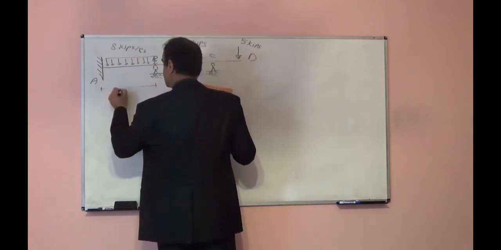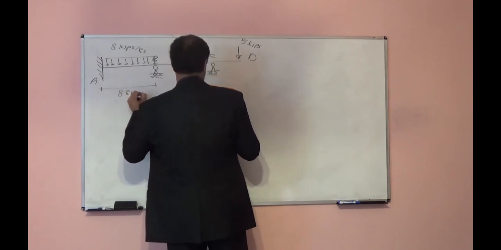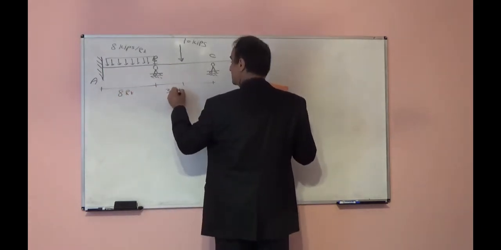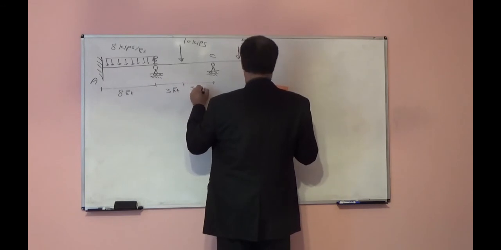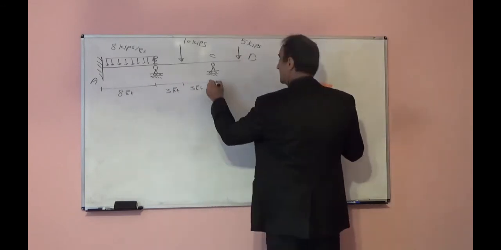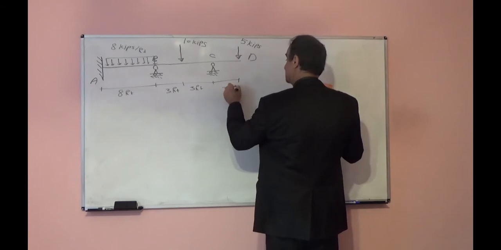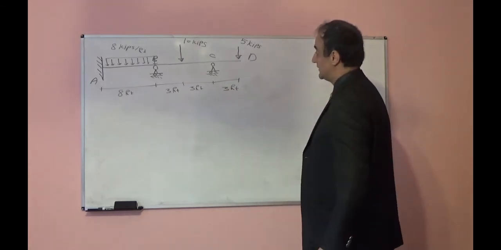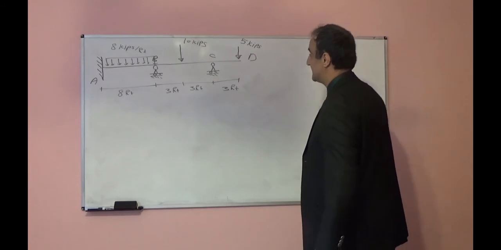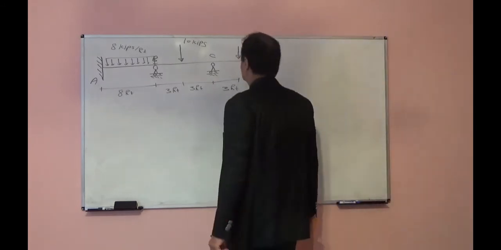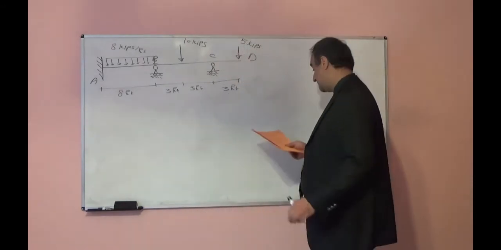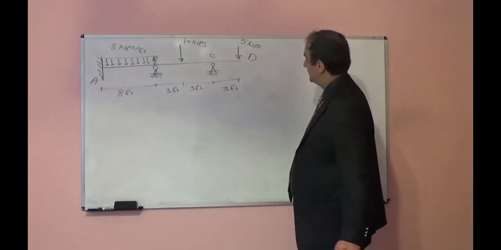This length is 8 feet, 6 feet, each part is 3 feet, 3 feet. This part is 3 feet. Okay, let's look at the degrees of freedom for this system. You can simplify this system. How can we simplify this system?